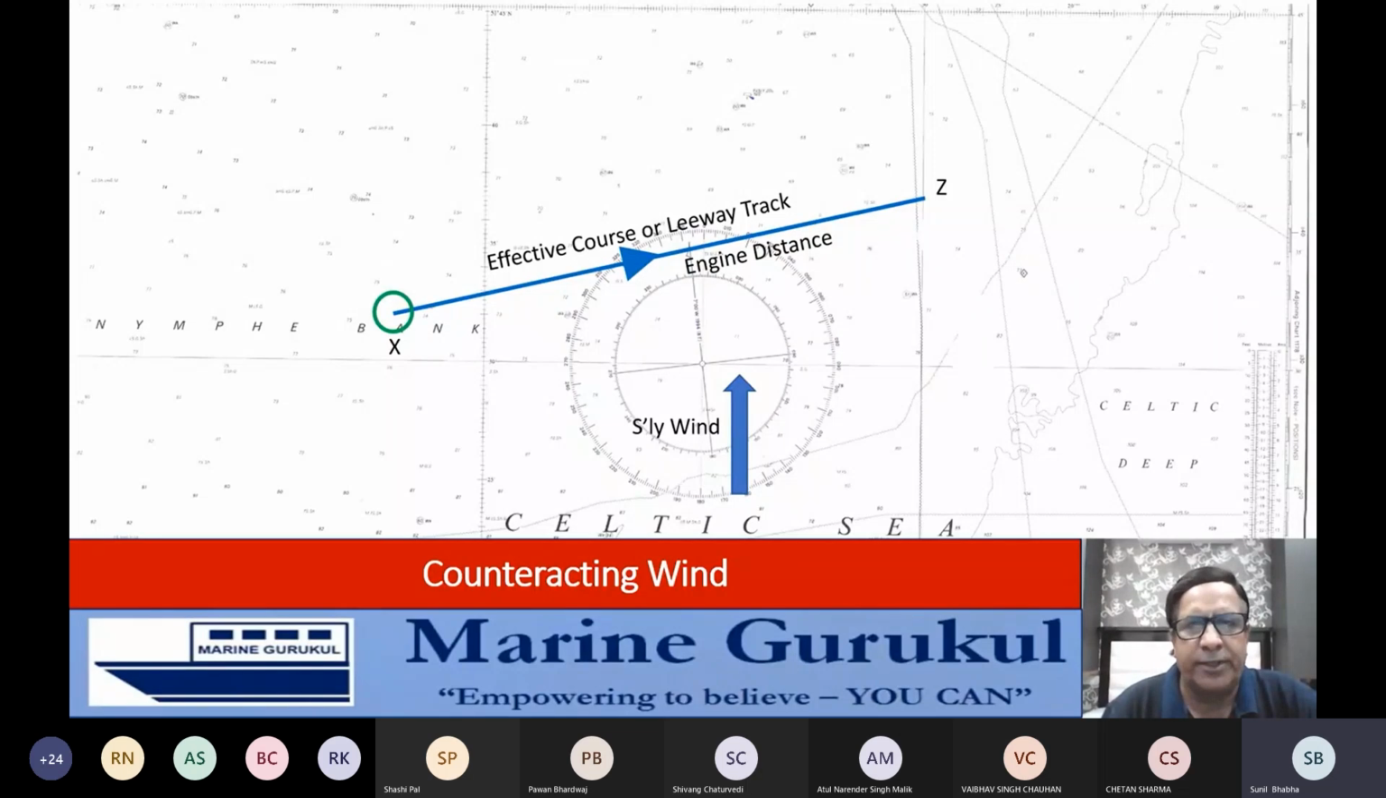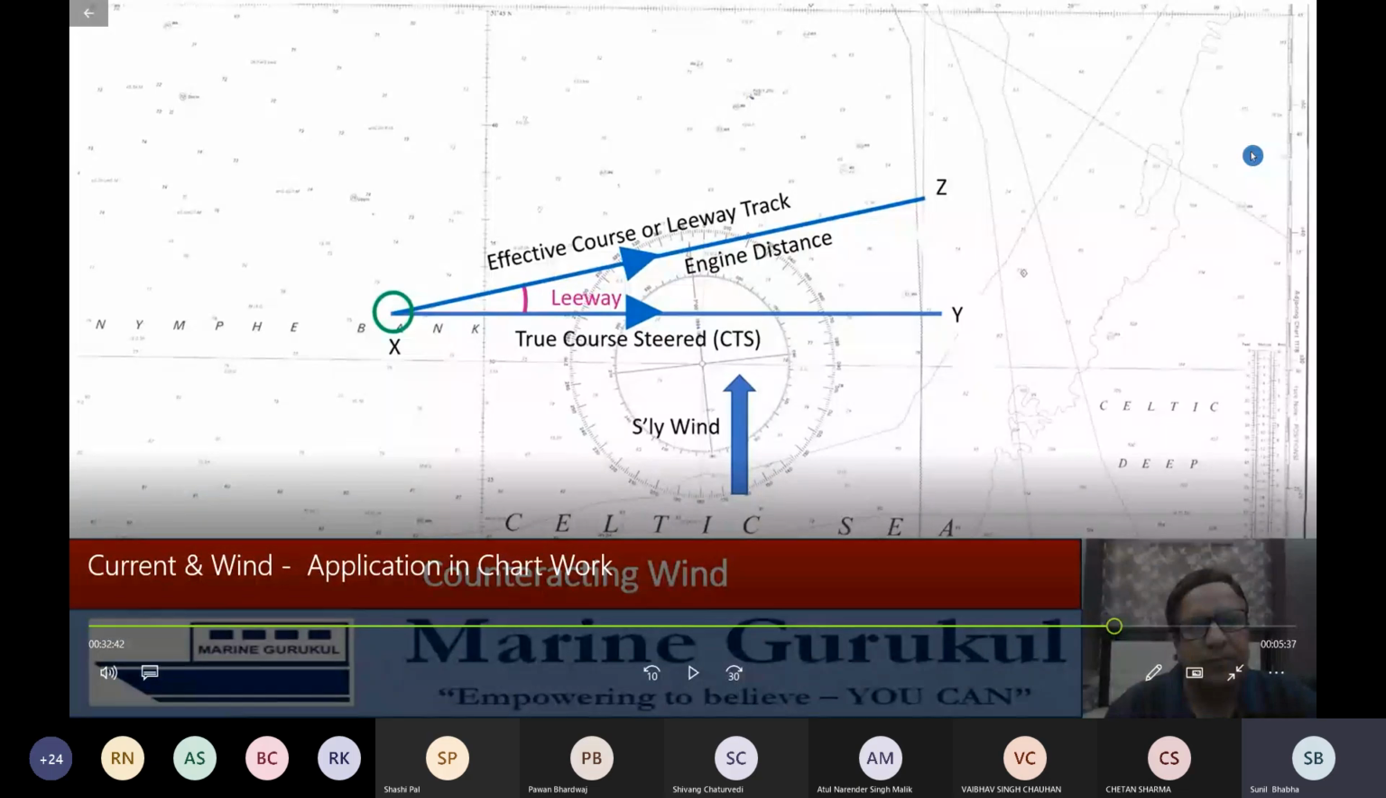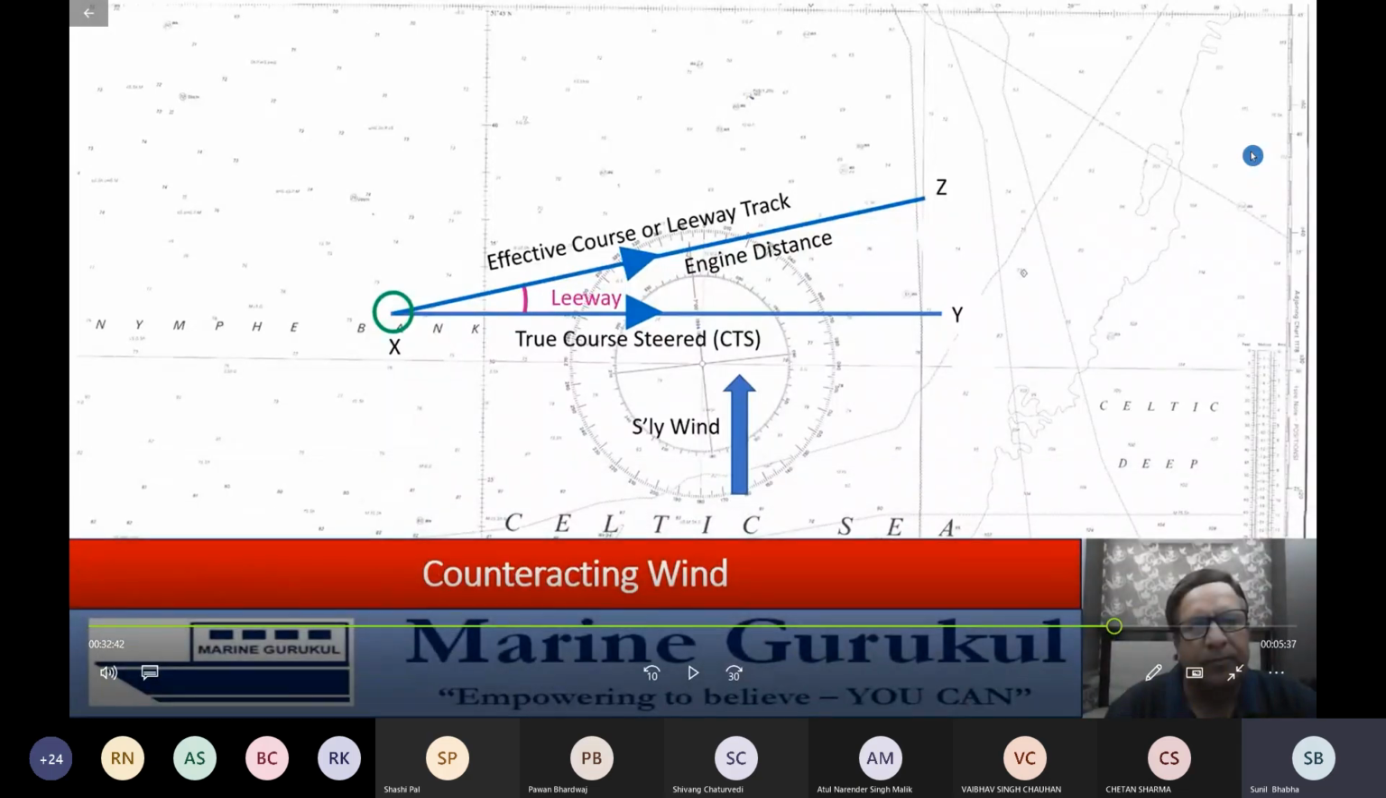So the leeway has to be counteracted. When counteracting, leeway has to be drawn on the windward side or into the wind. In this case, the starboard side of the vessel is the windward side, and therefore the leeway is factored as shown. And as we draw the leeway into the wind, the vector that we get, XY, is the CTS vector, and course to steer shall be represented by XY. So this is counteracting of the wind. Is it clear now? Yes, sir.